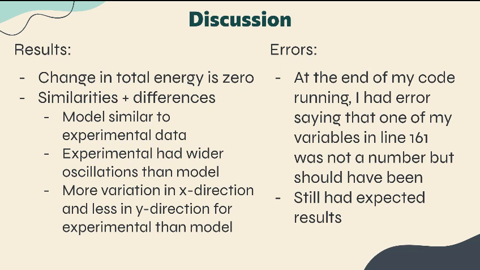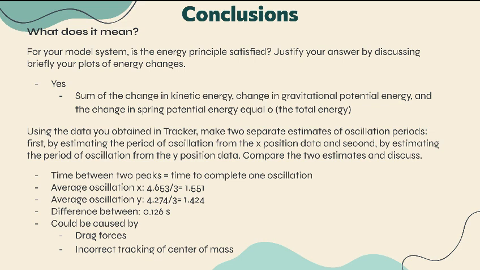And then finally, to get into the conclusions, the what does it mean: for your model system, is the energy principle satisfied? I said yes, because the sum of the change in kinetic energy, change in gravitational potential energy, and change in spring potential energy were equal to 0, the total energy, which was that orange line in slide number 4.